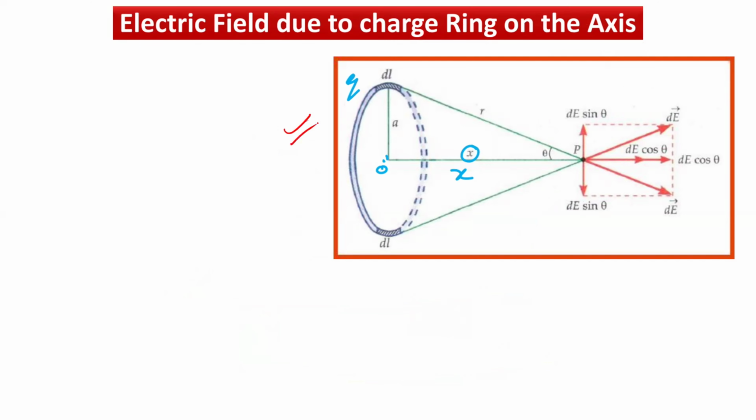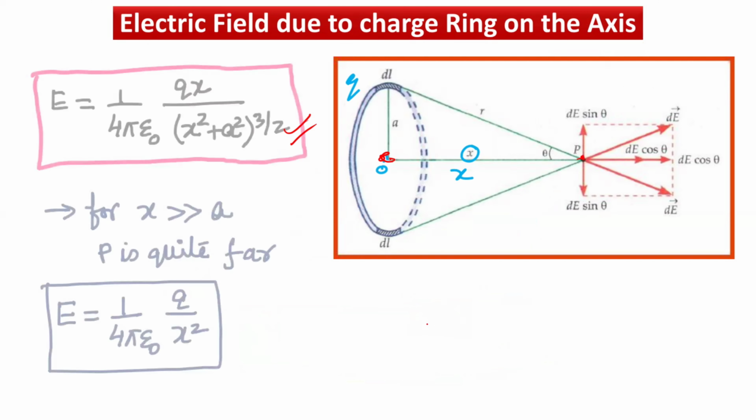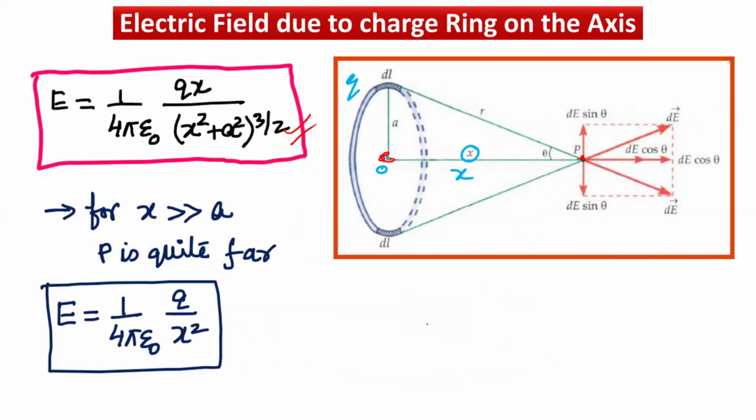In this there is a charge ring and this is the center O, axial length, there is a point P. So this is a diagram which shows the arrangement of the charge. Suppose this is length dl, so E is equal to 1 upon 4 pi epsilon naught qx upon (x square plus a square) to the power 3 by 2, and for x very much greater than a, where x is nothing but the distance of this point from the center of this ring, E is equal to 1 upon 4 pi epsilon naught q upon x square. So this is an approximation.